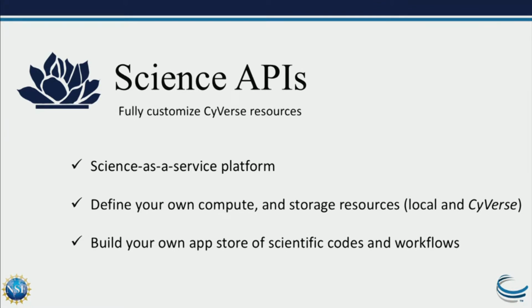There are a couple other pieces that I will not be directly demoing. They either underlie the technology, such as the science APIs, or there's something that we can't simply cover in this amount of time. But the science APIs are our Science as a Service platform. So it allows you to define your own compute and storage resources, both local and CyVerse. You may have a cluster, you may have resources, and you can mix and match those with CyVerse. It also allows you to build your own app store, so to speak, of scientific codes and workflows.